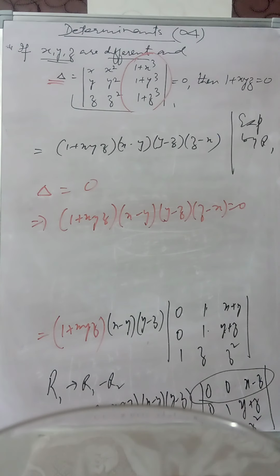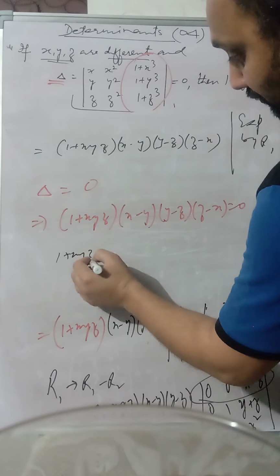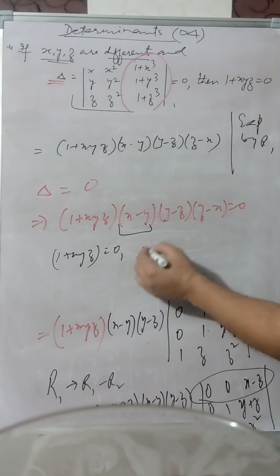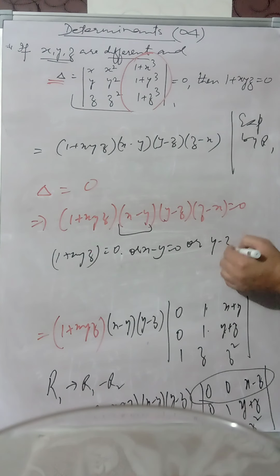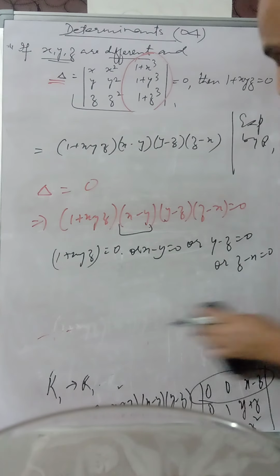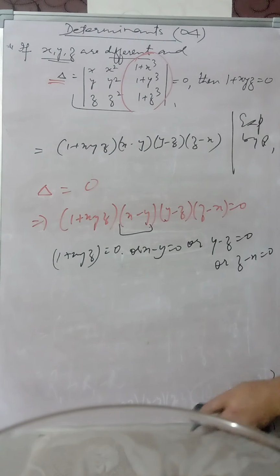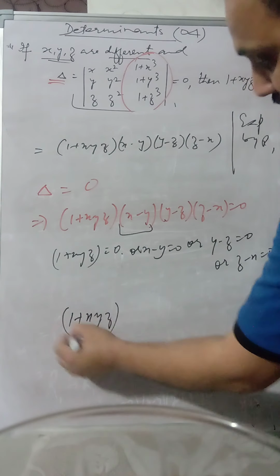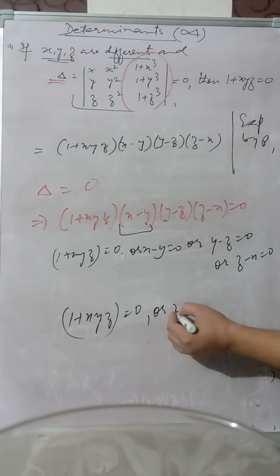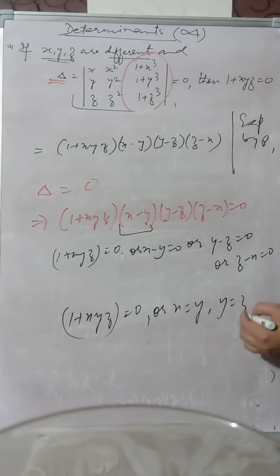So it will give me 1 plus xyz equal to 0, then x minus y equal to 0, or y minus z equal to 0, or z minus x equal to 0. Now what to do? So I'll have 4 options here now. 1 plus xyz equals to 0, or x equals to y, or y equals to z, or z equals to x. This is to be rejected, because only then we'll get the answer.